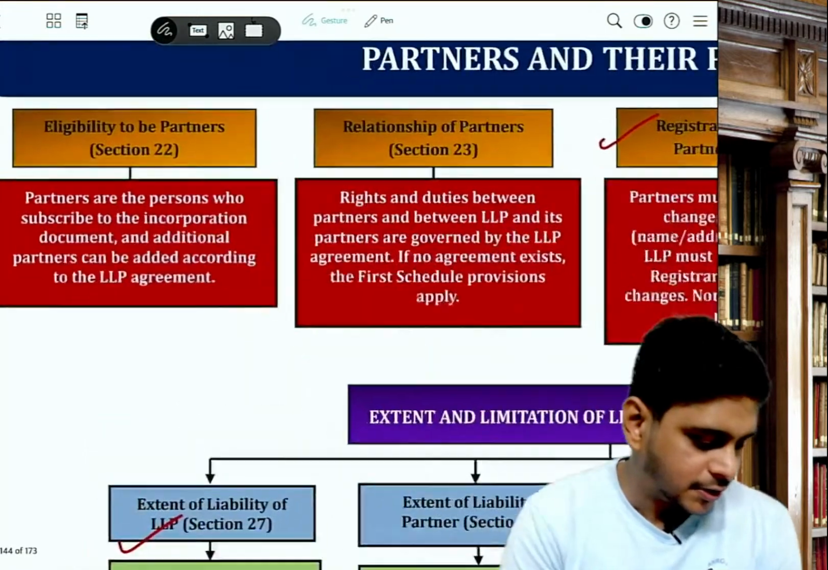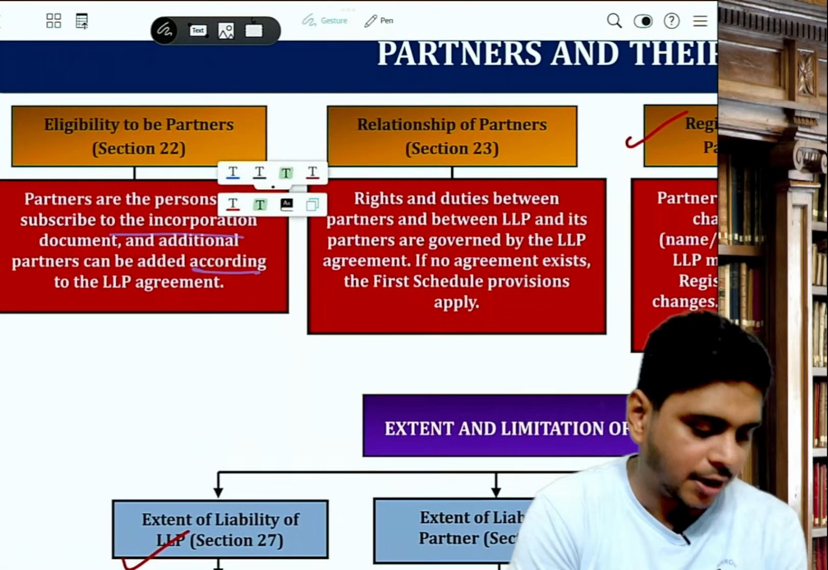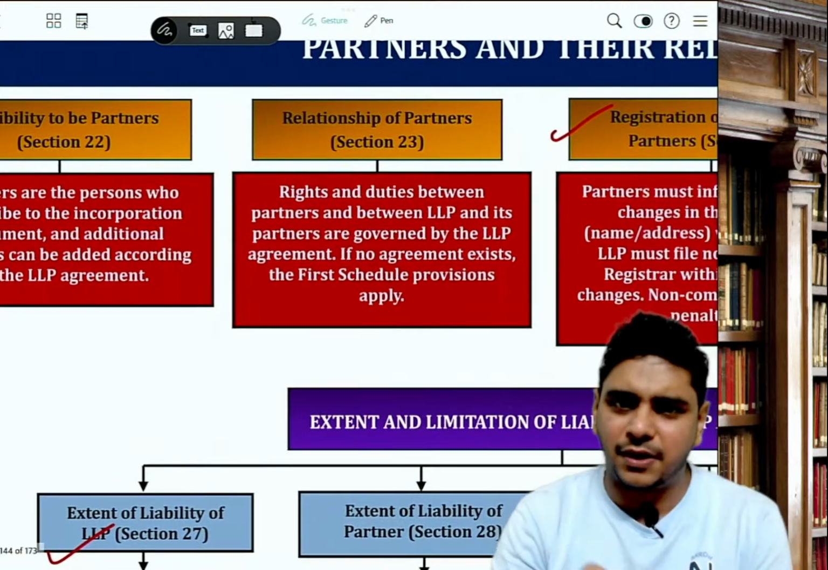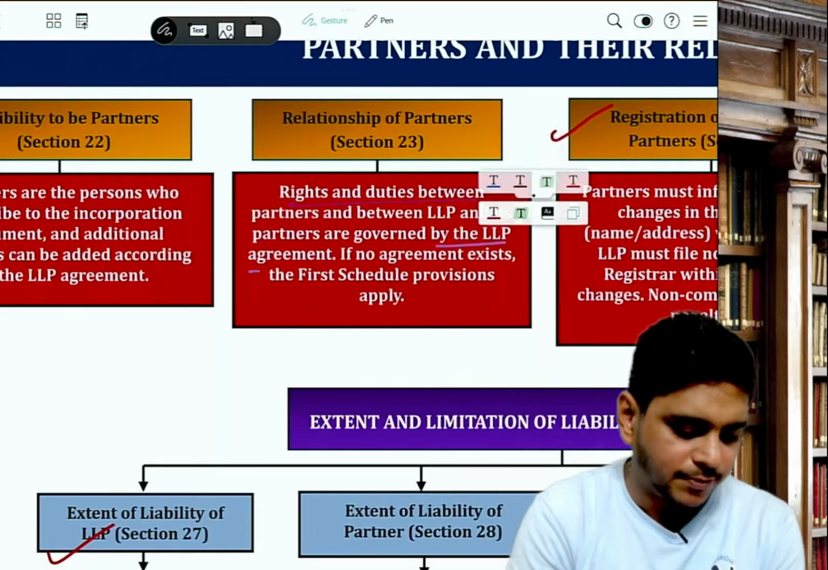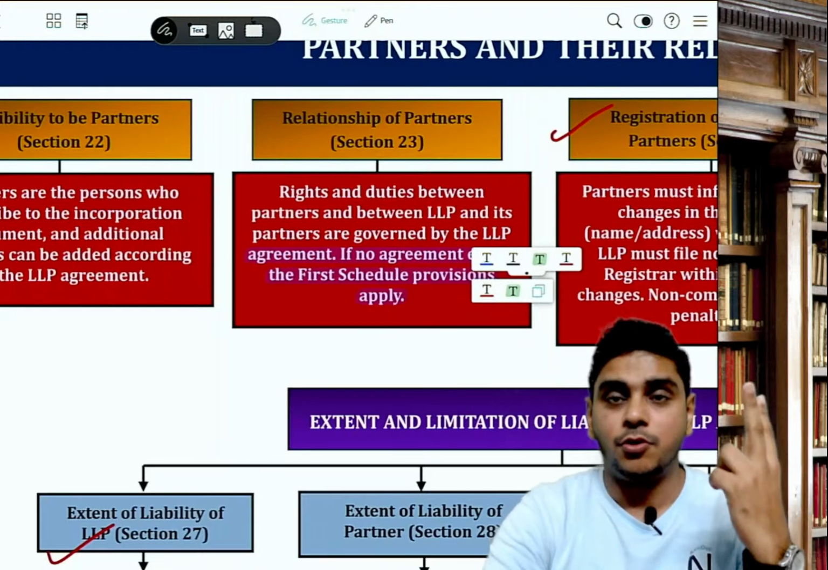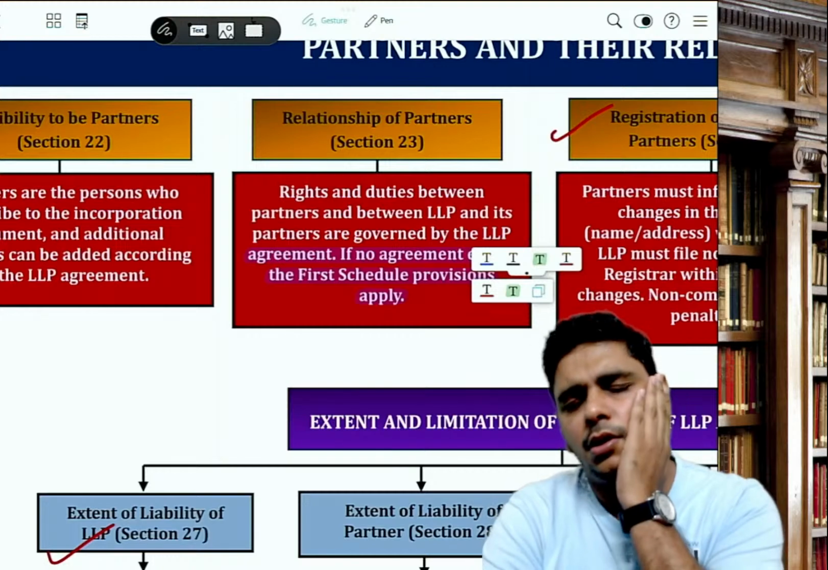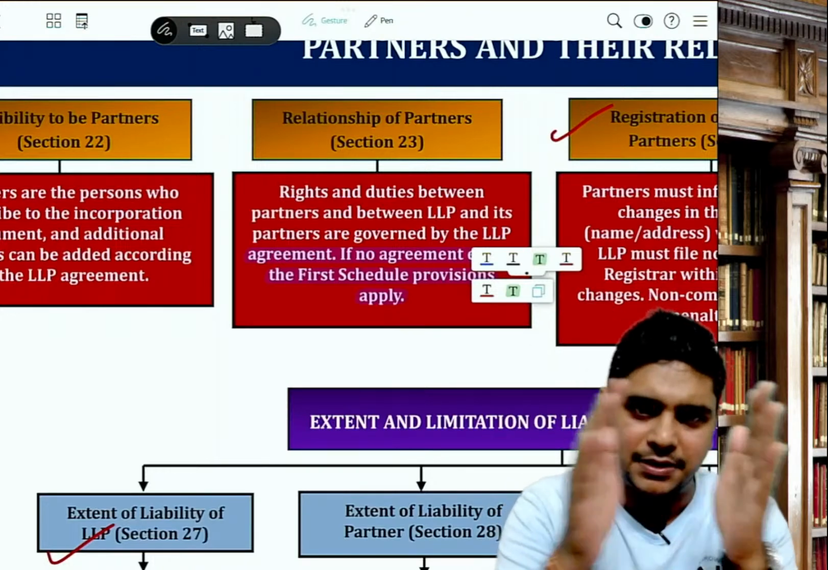Eligibility to be partners. Partners are the persons who subscribe to the incorporation document, and additional partners can be added according to the LLP agreement. Then relationship of the partners, all these are reading-type answers. Rights and duties between the partners and between LLP and its partners are governed by the LLP agreement. If no agreement exists, then the first schedule will apply. Schedule 2 is firm to LLP, third is private company to LLP, fourth is unlisted public company to LLP. So the rights and duties of the partners are governed by the LLP agreement.